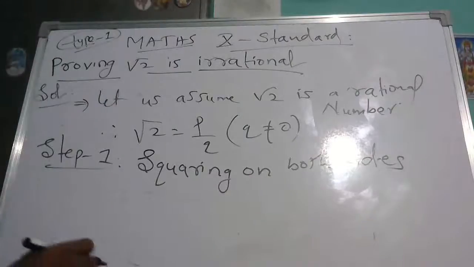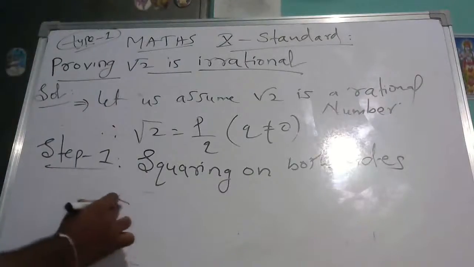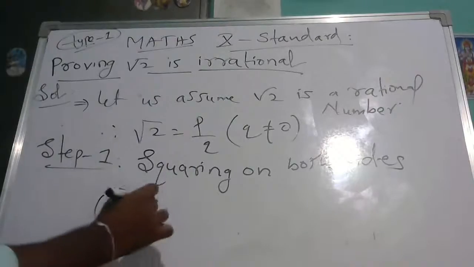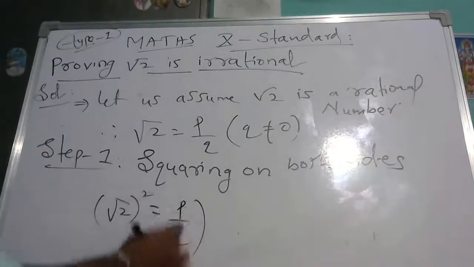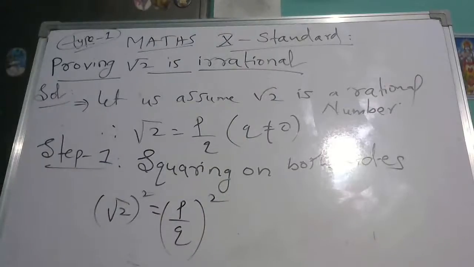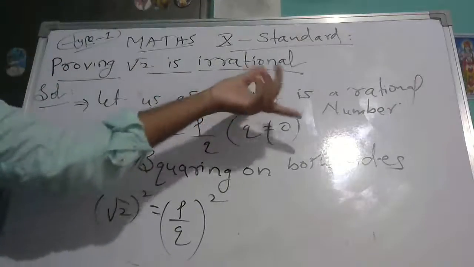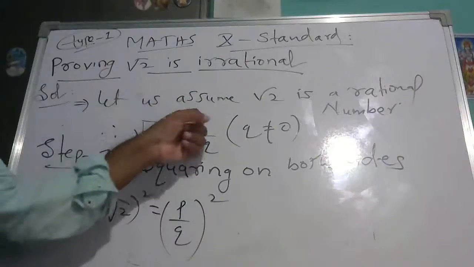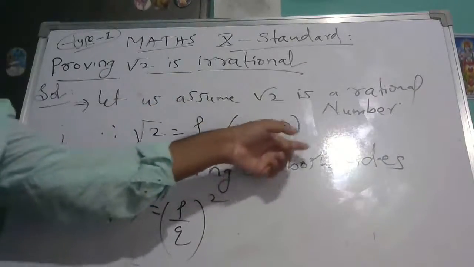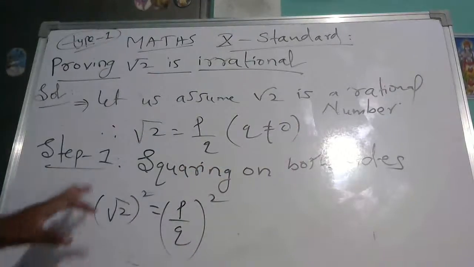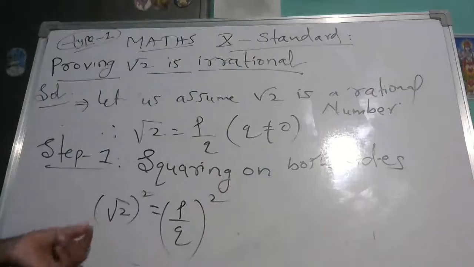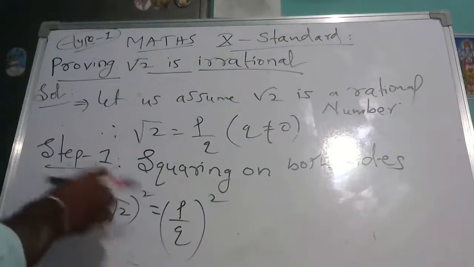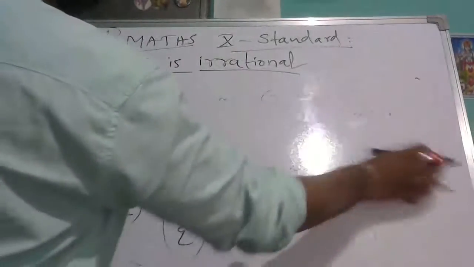Squaring on both sides means what it will become? Root 2 whole square, and here p by q whole square. What have I done? I'm just assuming root 2 as a rational number. Then any rational number should be in the form of p by q, and the denominator should not be equal to 0. And now you are squaring on both sides: root 2 whole square is equal to p by q whole square.